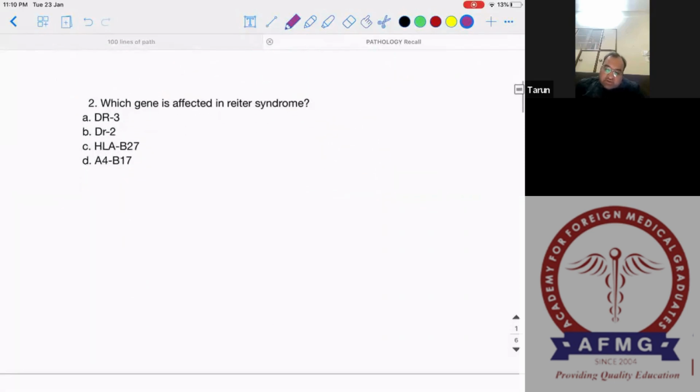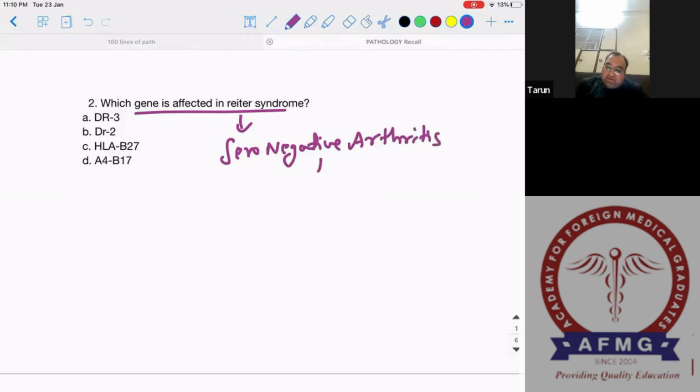Let's see the next question. The question is, what gene is affected in Reiter syndrome? So what is Reiter syndrome? You must know this. This is one of the examples of seronegative arthritis. What are seronegative arthritis? They are negative for RA factor, and they are all conditions which are positive for one HLA, that is called HLA B27.